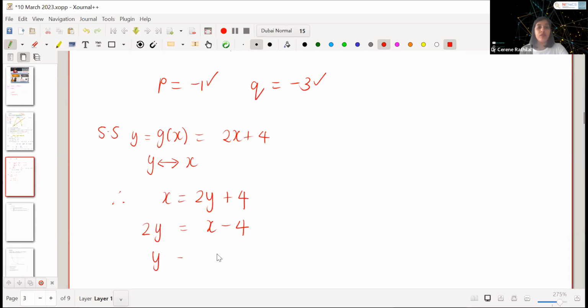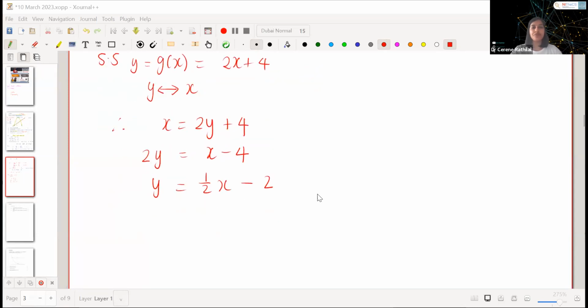And then I observe that y equals a half x minus 2. And so this is in its simplified form. This is a straight line equation where we have a gradient of a half and a y-intercept of (0, -2). All right, so this is now the function that describes g inverse of x. And that is how you are expected to lay out your solution.